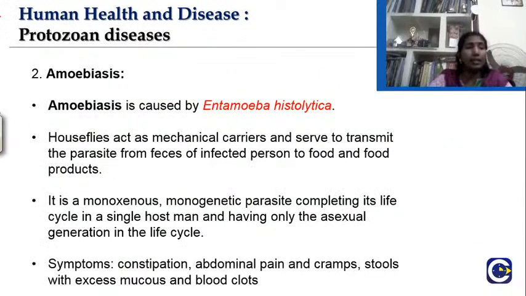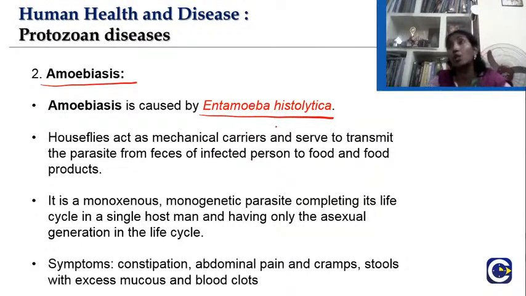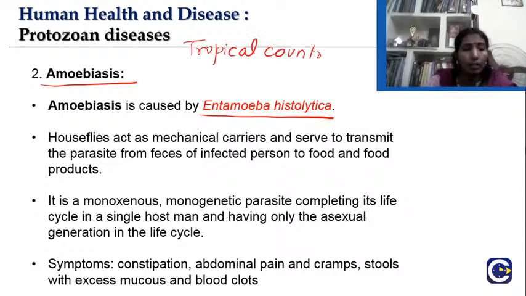Next, coming to another very interesting disease called amebiasis. Amebiasis is caused by Entamoeba histolytica. Please make a note. Okay. So this amebiasis is something very common in the tropical countries, first point. Second important point, it is monogenetic. This Entamoeba histolytica is monogenetic.